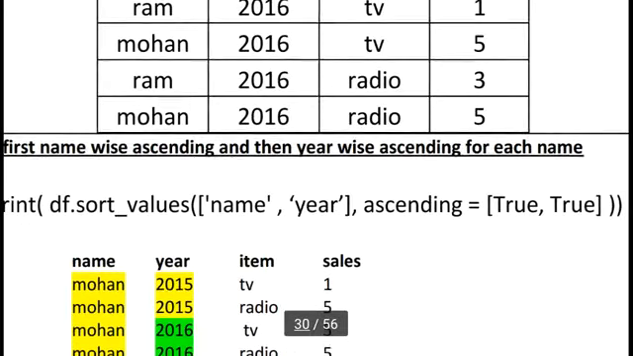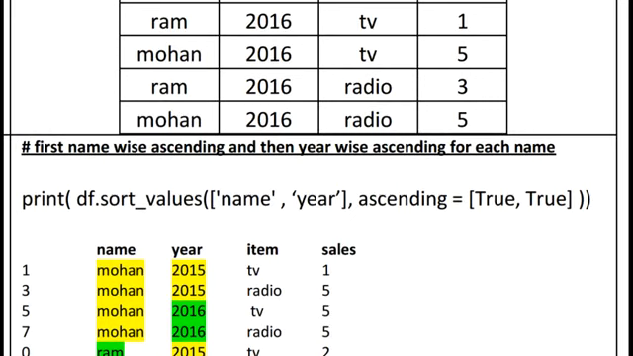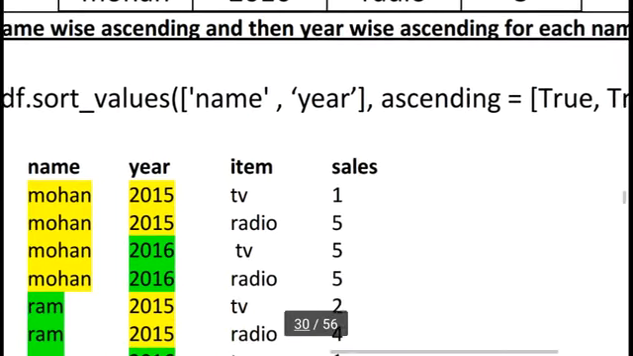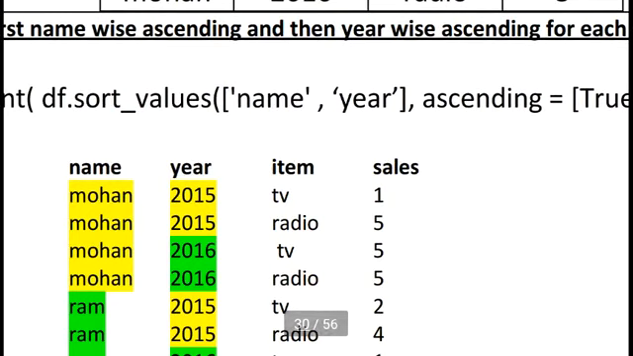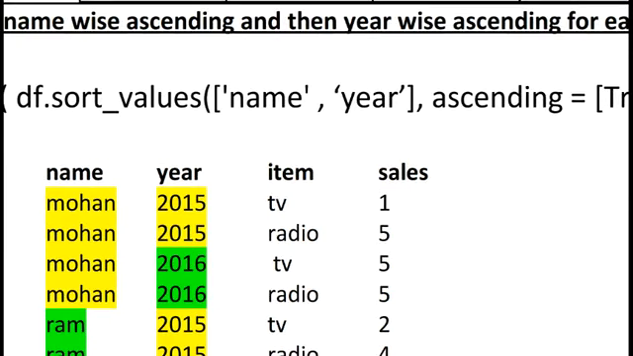So here you can see, I want first name-wise ascending sorting, then year-wise ascending for each name. So you can see here I am writing df.sort_values, we already know, but here I am using multiple columns. So here I am using a square bracket. We already know when we want to display more than one column, we always use square brackets. First name, comma year. So first name-wise sorting, then each name year-wise sorting.